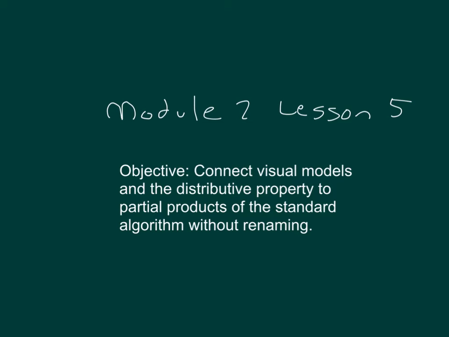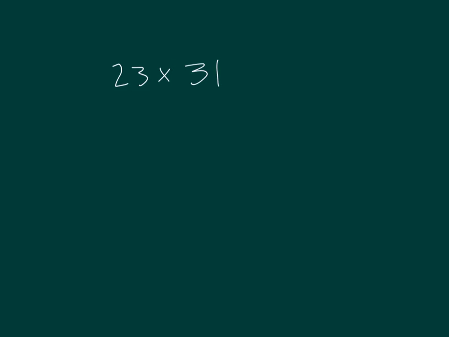Within this lesson, we'll connect visual models and the distributive property to partial products of the standard algorithm without renaming. Here we have 23 times 31. Let's show the area model for this problem.